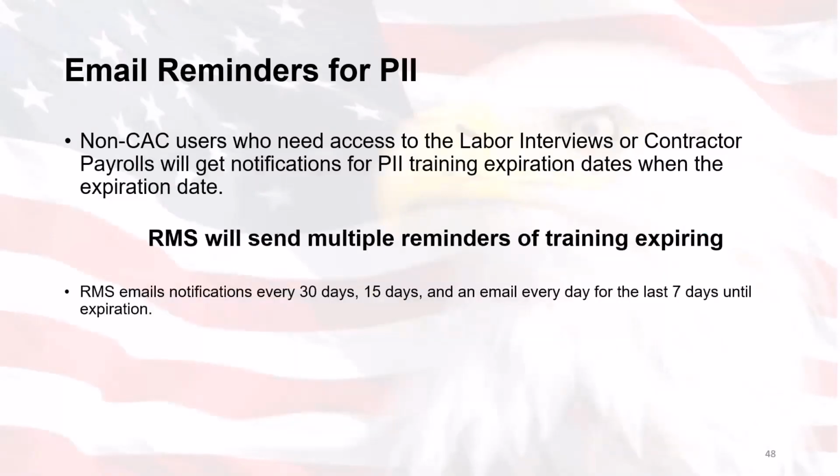Non-CAC users who need access to labor interviews or contractor payrolls will get notifications from PII training expiration dates when the expiration date is 30 days, 15 days, 7 days, 6, 5, 4, 3, 2, and 1 day prior to the expiration date, and again once the date has passed. So we try to be very transparent when we're sending these reminders out to make sure that the user will indeed get that information. So we're very aggressive when we start to send out the reminders, especially for PII, since the government is becoming more security conscious, we have to make sure to do our due diligence there as well.